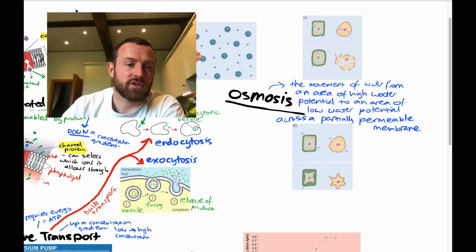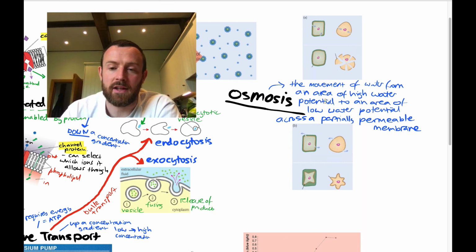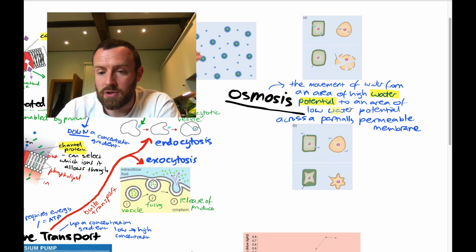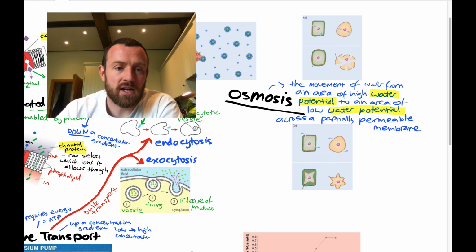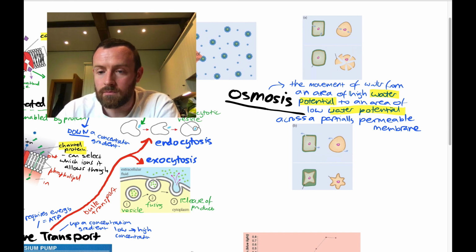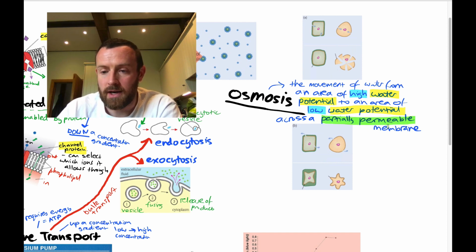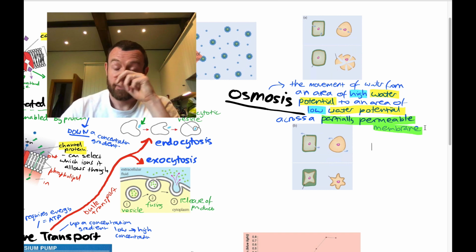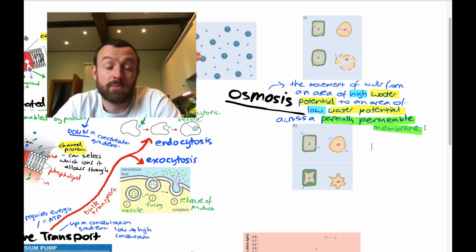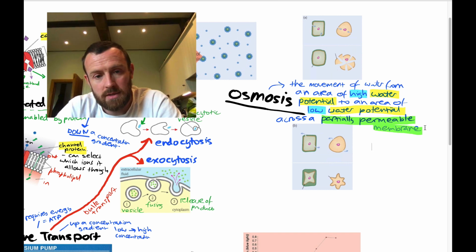Okay, so that definition is pretty complicated. Let's highlight the key areas. So first of all, we need to use the word water potential and not anything else. So let's highlight that, water potential. Second of all, let's highlight the fact that we're talking about high to low. So that tells us that it's a passive process. And the third thing, let's not forget that we're talking about across a membrane. It's a partially permeable membrane. The reason we say it's partially permeable is because it's permeable to water and other things, but not everything.